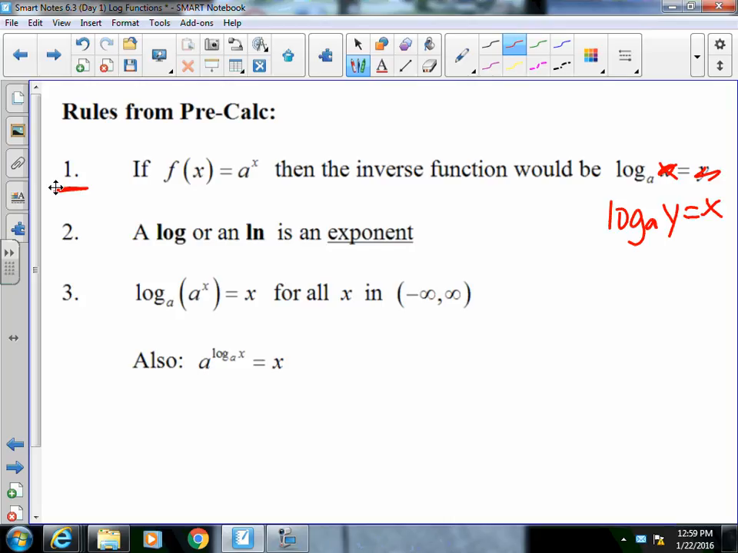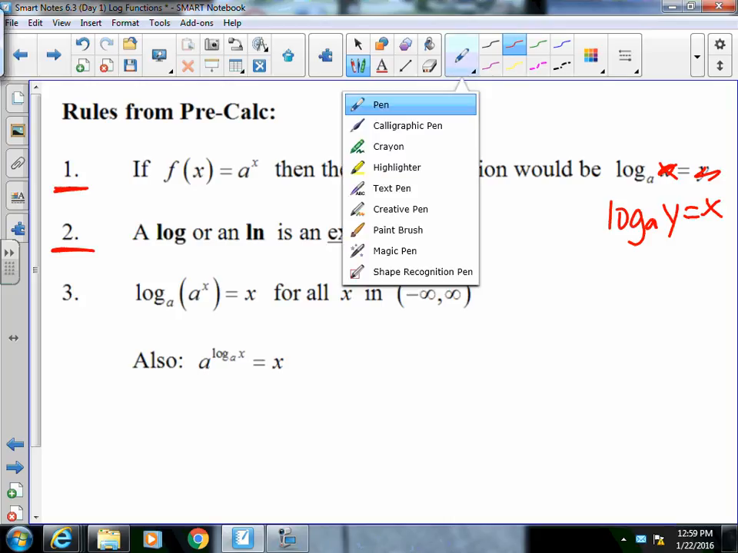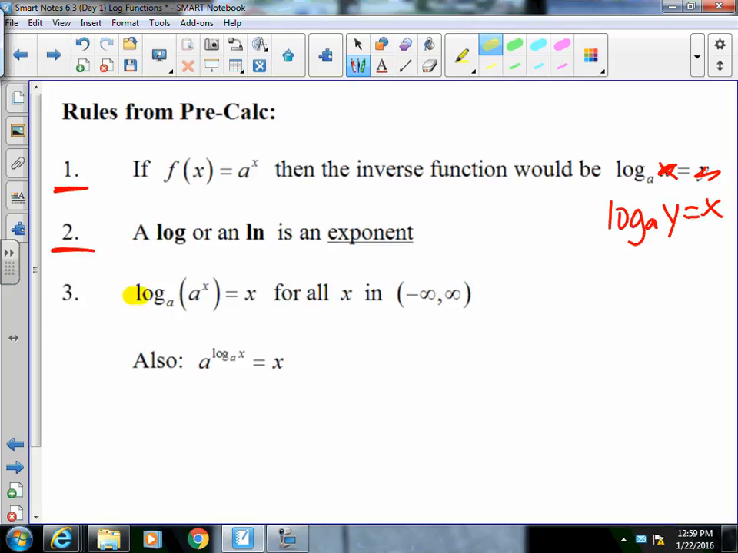A log or an ln is an exponent. And then there are a couple rules that you could memorize here. One of them being that log base a of a to the x is equal to x, and that's true for all x from negative infinity to infinity. And also a to the log base a of x equals x. It's almost as if your base and your log's base are the same. They kind of cancel out.